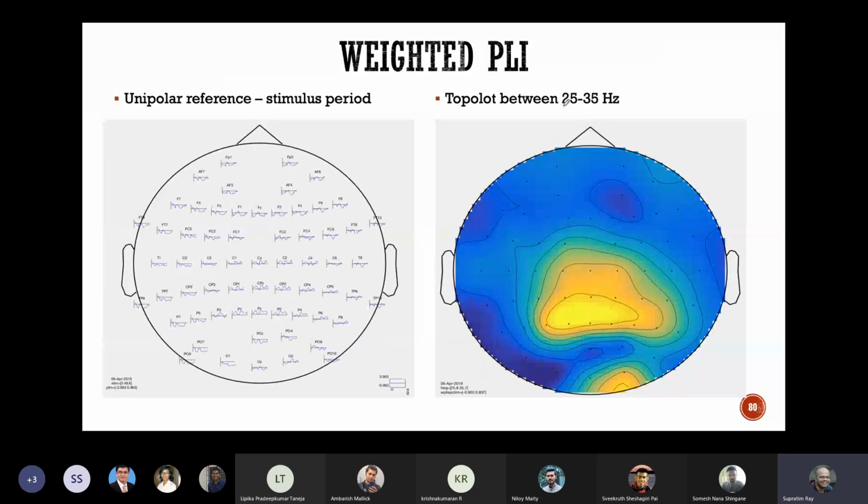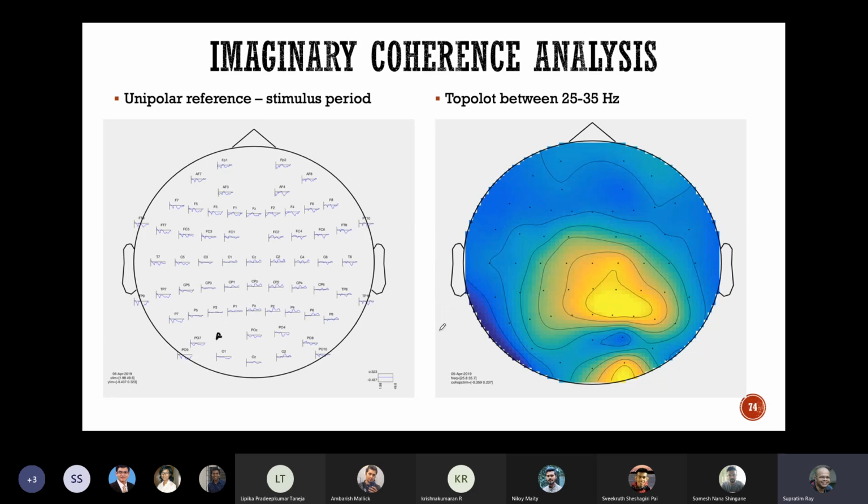Okay, so this is weighted PLI. These are all ways for us to measure the relationship between the signal here and the signal at these other electrodes. So the WPLI and the IMC analysis says that the signal here in the gamma range has some relationship to the signals in the central part of the brain, which I didn't see earlier when I was just doing the coherence analysis here.